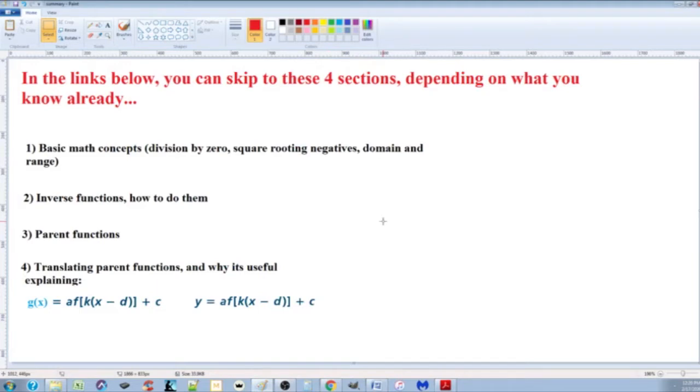So I thought I'd help you out with this functions class. I'm tutoring a few people in it. And I'm just going to go over some things just to see what you know.